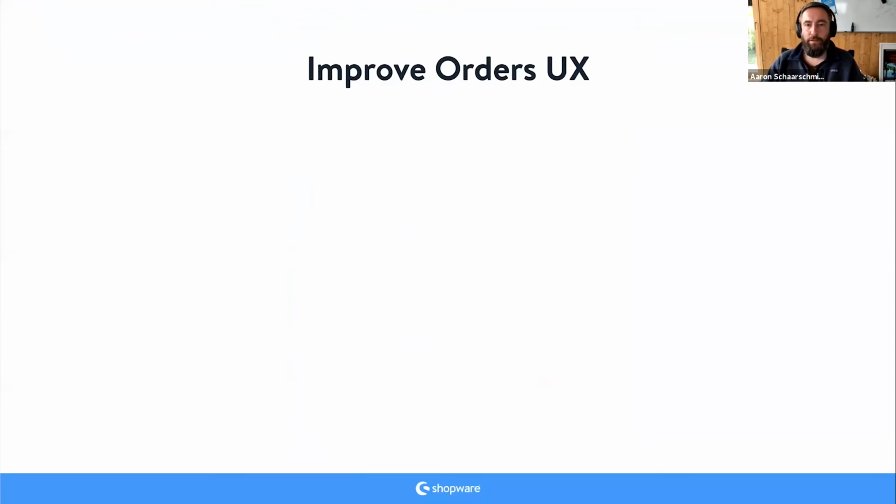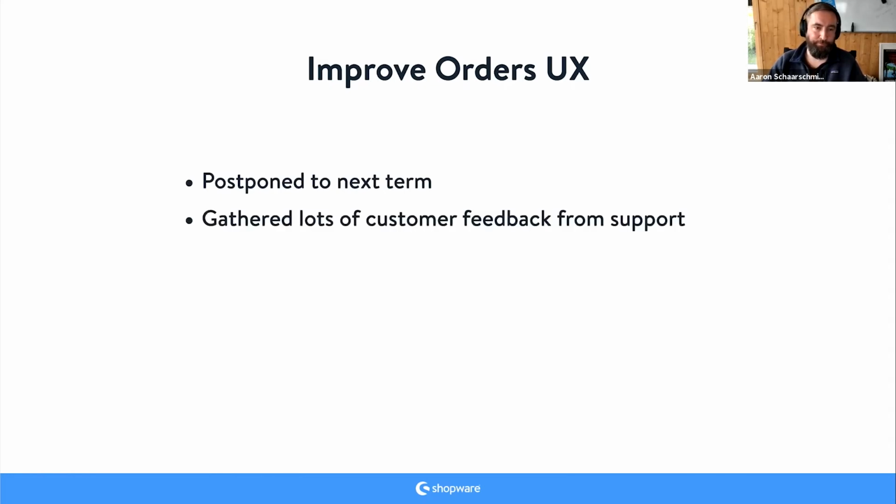Next big topic is the improved order UX. After reworking the whole product detail page, maybe the most important page besides the product module is the order module. So of course we want to further improve on this topic. We originally wanted to start with it this term, but as mentioned before, it's postponed to the next term.